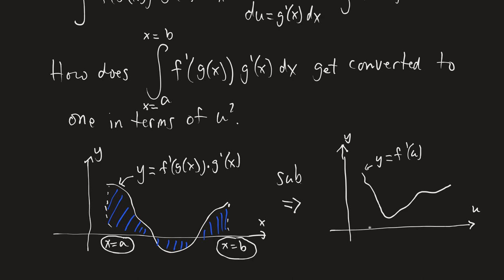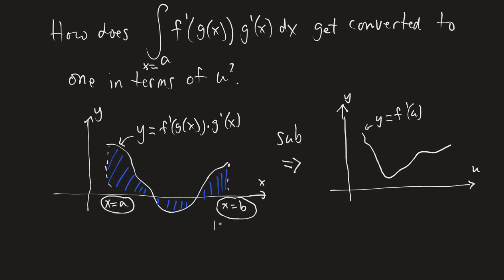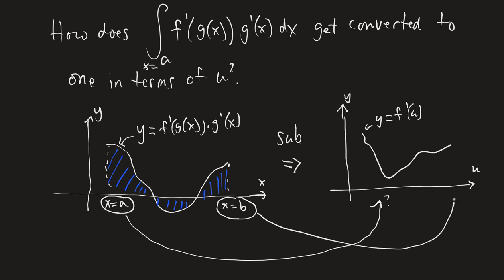Again, I can't just put an a there and a b there because those belong on the x-axis. I need to know, what does x equals a get converted to? And I also need to know, what does x equal b get converted to? Then I can complete the picture on this side, right?